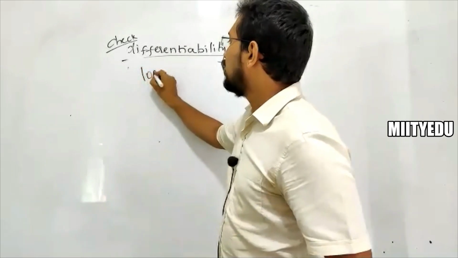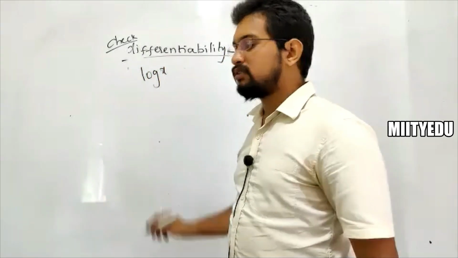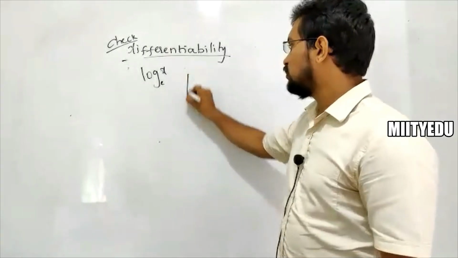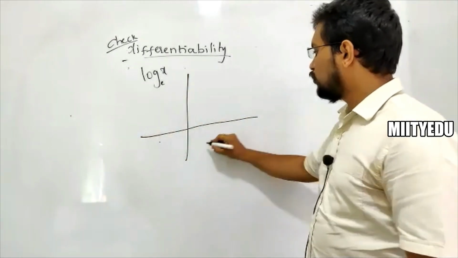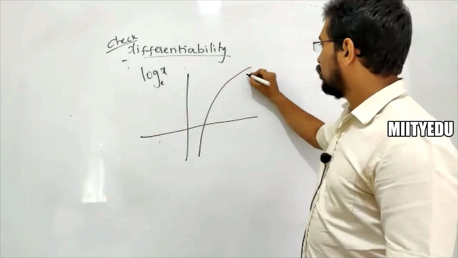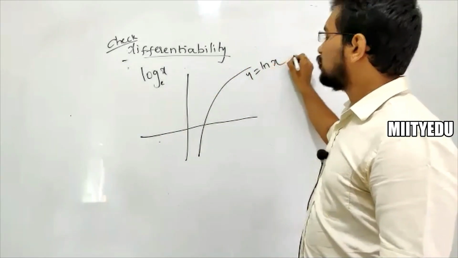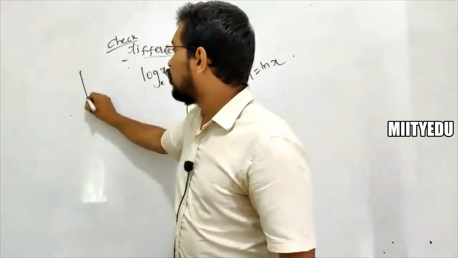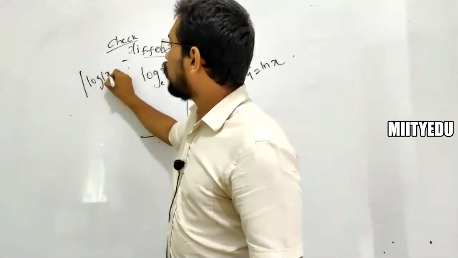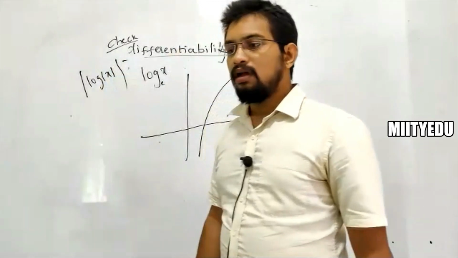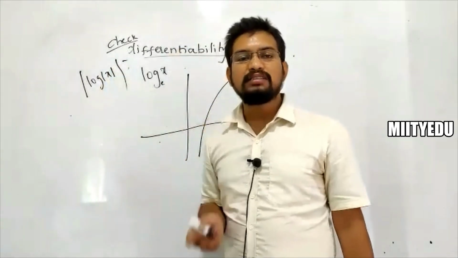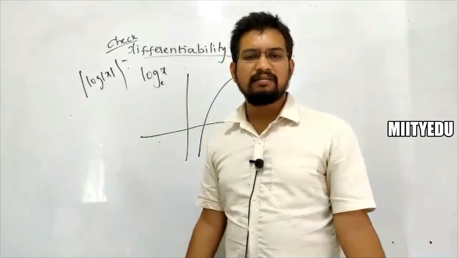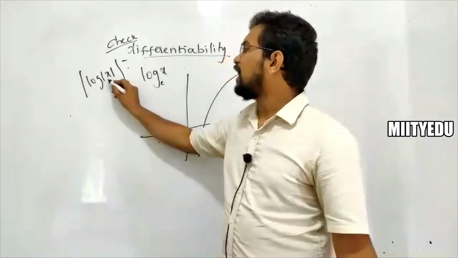First, I'll try to draw the graph of log of x. Let's say I'll draw the graph of y equal to log x. How will the graph of y equal to log x look? This is the graph of y equal to log x. Now they are asking you modulus of log of mod x. Whenever such a thing is given, you start from inside. Starting from the inside part or the outside part is fine, but I like starting from the inside part.